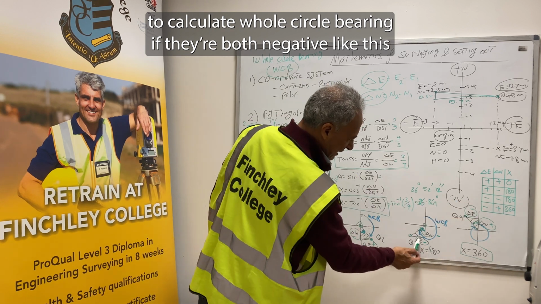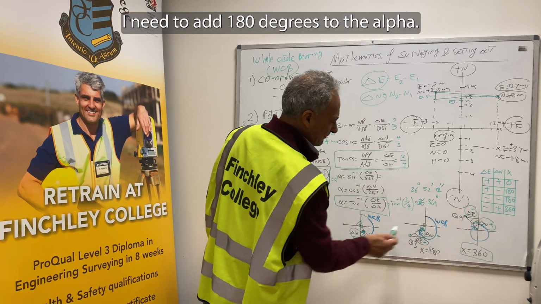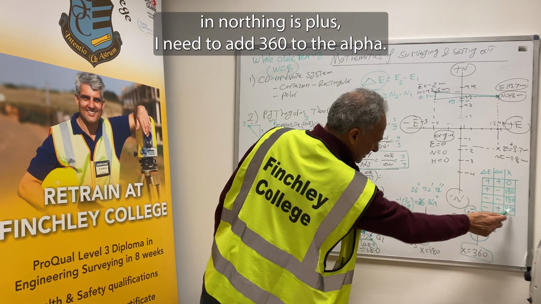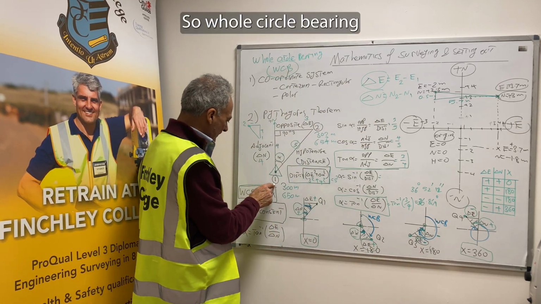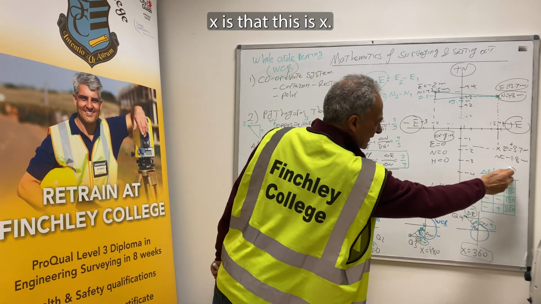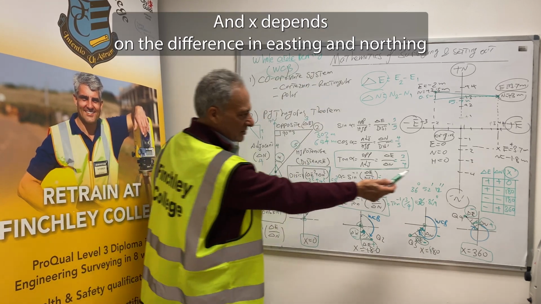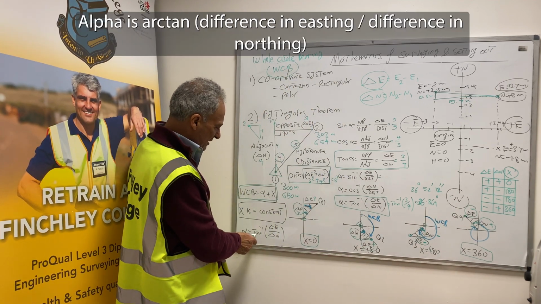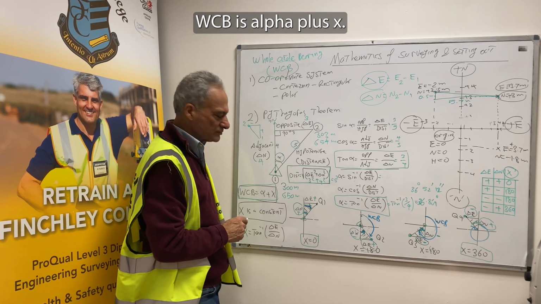If they're both negative like this, if that's negative, it is to my left behind me, I need to add 180 to the alpha. If the difference in easting is minus and the difference in northing is plus, I need to add 360 to the alpha. So, whole circle bearing is alpha plus x. X is a constant, and x depends on the difference in easting sign. You use this formula: alpha is arctan of difference in easting over northing. WCB is alpha plus x.